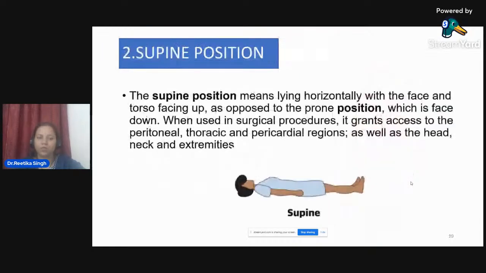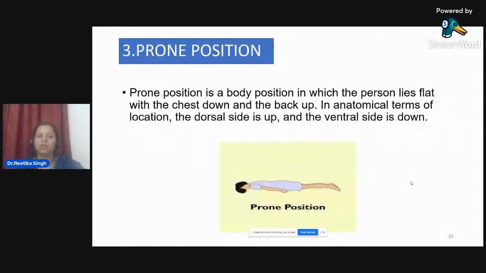Second is the supine position, which means lying horizontally with the face and torso facing up. It grants access to the peritoneal, thoracic, and pericardial regions as head, neck, and extremities are held in the horizontal position. Prone position is a position of the body in which the person lies flat with the chest down and the back up.